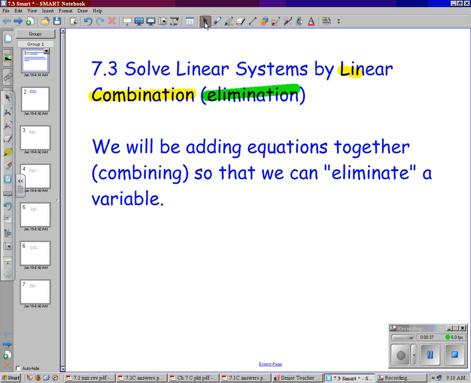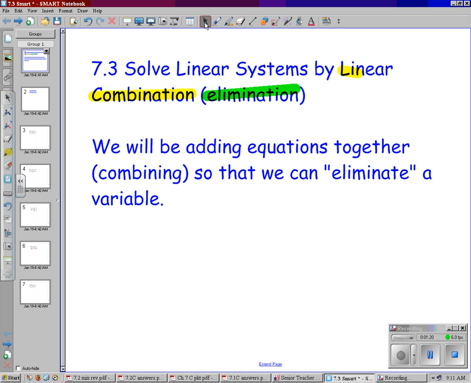Linear combination means that we are going to combine equations together by adding them together. I think the book also says addition and subtraction. Solve linear systems by addition and subtraction. But we're going to combine these equations so that we can eliminate one of the variables. Thus we can solve for the other one. Just like we were doing in section 7.2 with the substitution, we would substitute one equation into the other one so that we could get rid of the variables and have just one variable left rather than two variables. We want to eliminate one of our variables.